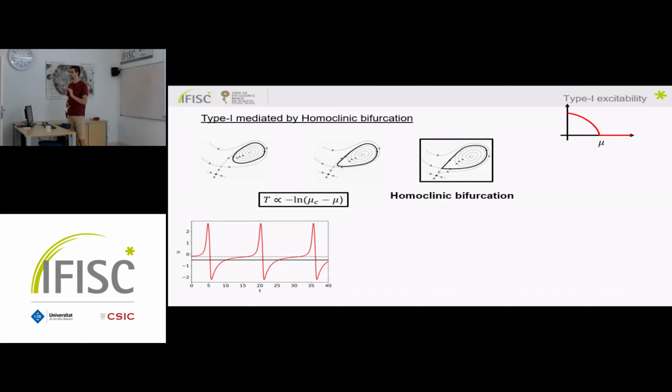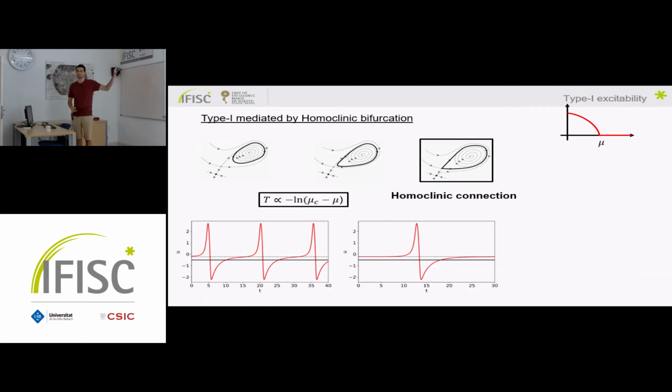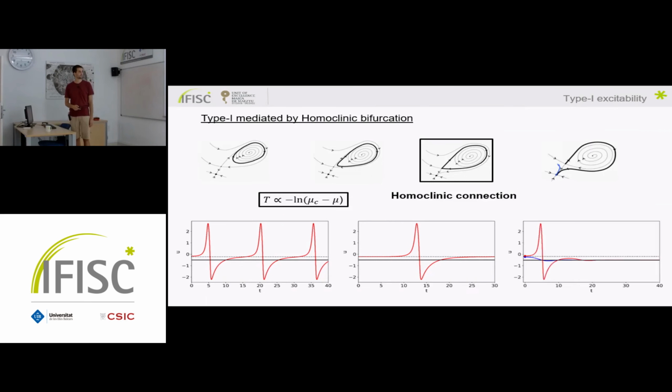On this homoclinic bifurcation, what we have is a homoclinic connection. That is, from this saddle there is a trajectory that goes away from it but comes back again. Here I'm plotting one variable versus time, and we can see how this trajectory leaves the saddle point, this dotted line here, and comes back again. And after this bifurcation, where the cycle is destroyed, we are in the excitable regime.